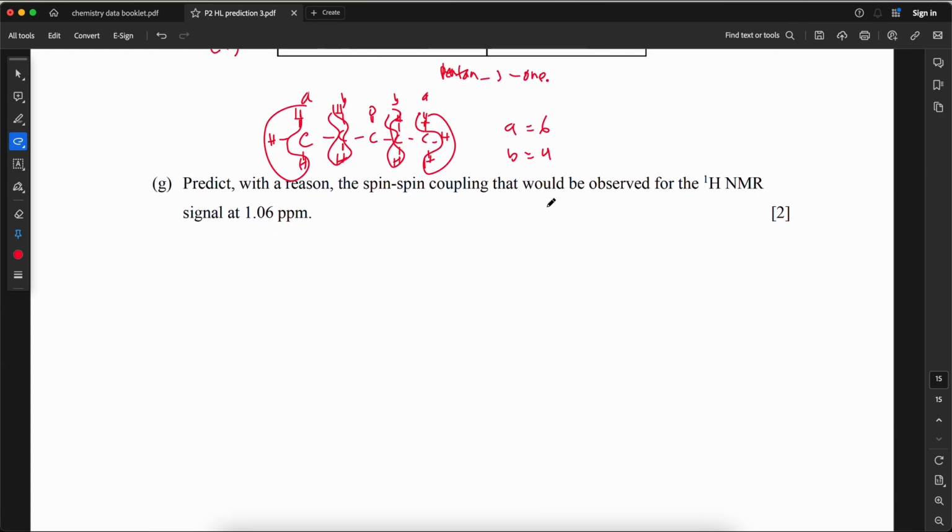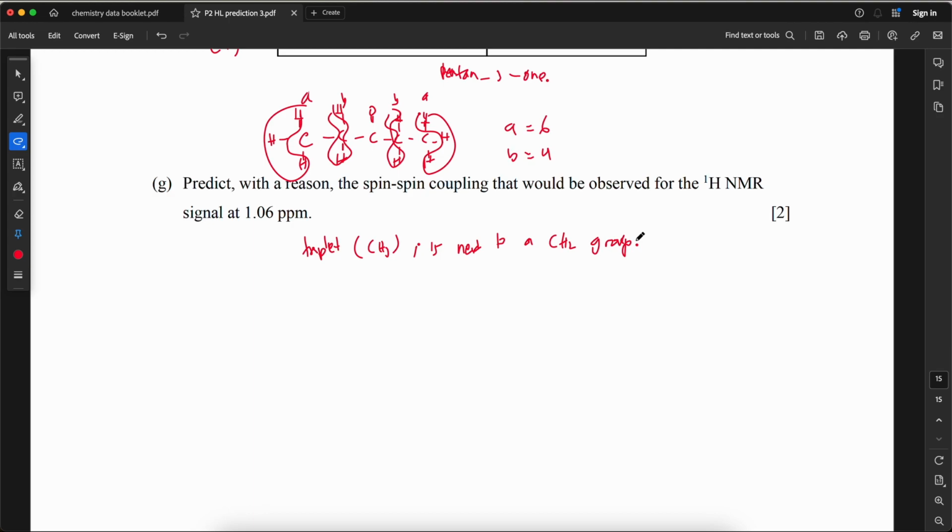Predict with a reason the spin-spin coupling that would be observed for the H NMR signal at 1.06 ppm. 1.06 is a CH3, and the CH3 is next to a CH2. So the spin-spin coupling would be a triplet, as the CH3 is next to a CH2 group.